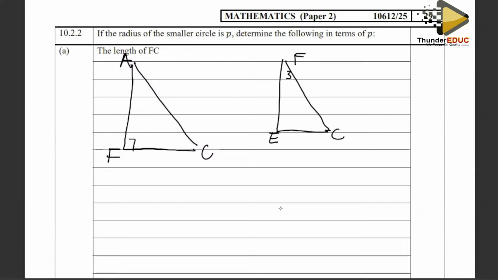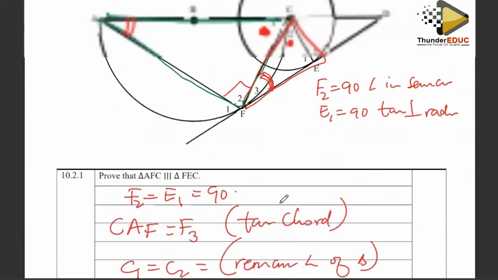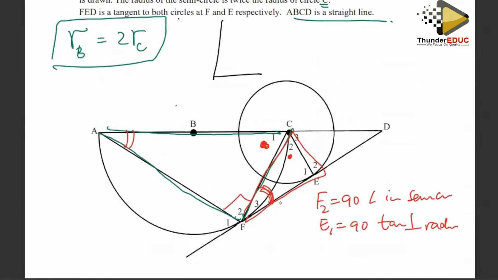Remember, this was F3, and then this was C1, but that is not important. All I need to know is that FC goes with EC for the small triangle. AC of the big one goes with FC of the small one. Then I can do the comparison, okay? So if I'm to compare this, remember our AC from here up to there. Remember the radius is twice. They told us that this is a P. So the radius of B is 2P.